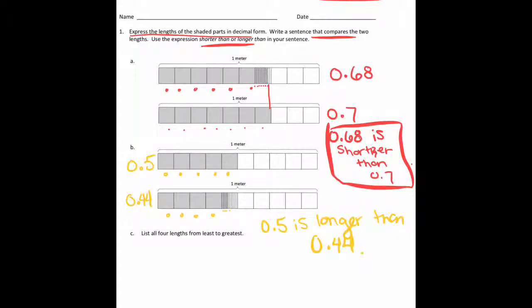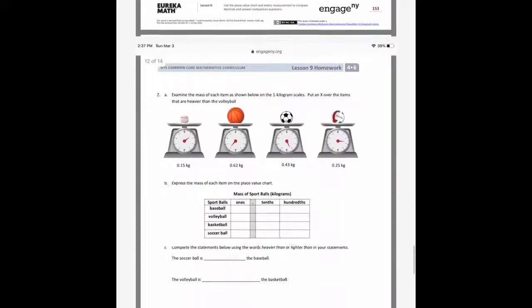Okay, the next one says list all the lengths from least to greatest. So the smallest one, if you look at all the meter sticks, is 0.44. Then you'd have 0.5. The next biggest would be 0.68. And the largest would be 0.7. Again, you need to compare the tenth spot. So just because it looks like 68 and 44 doesn't mean it's bigger.